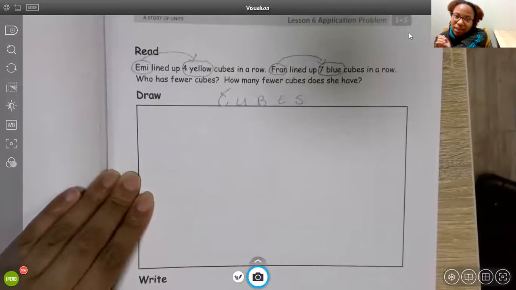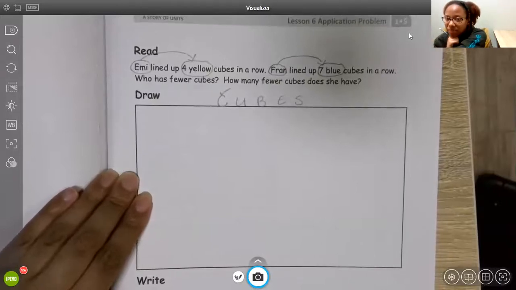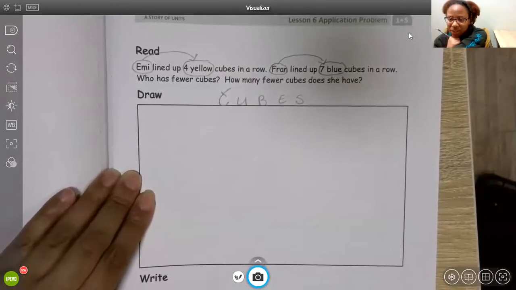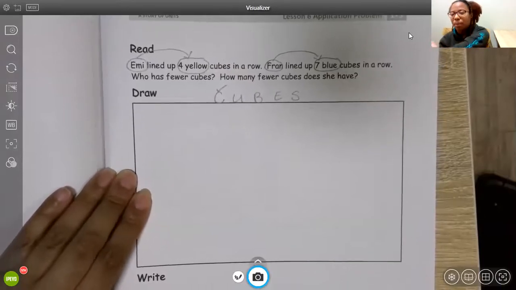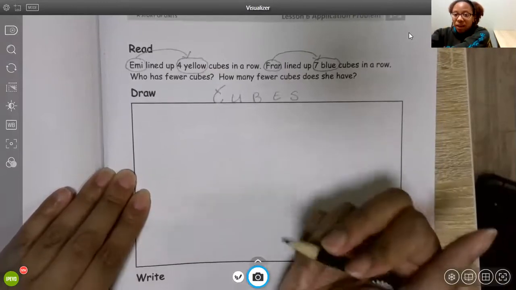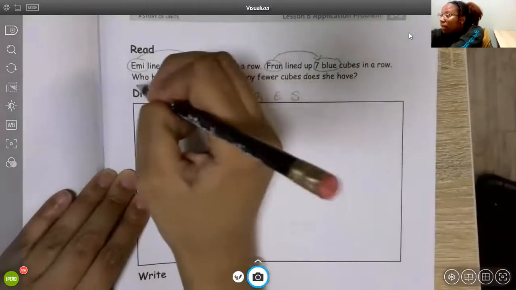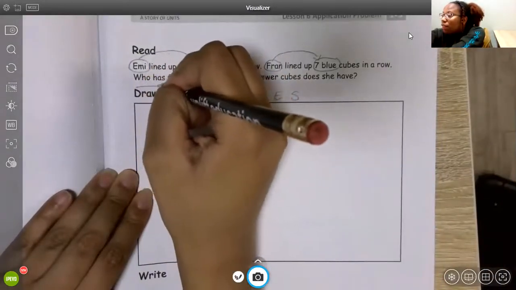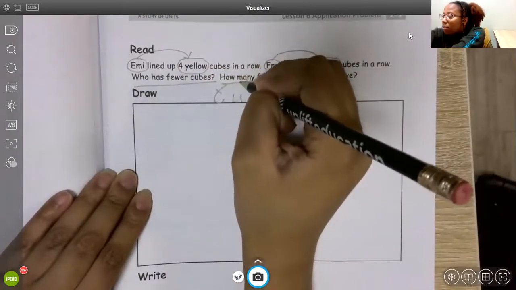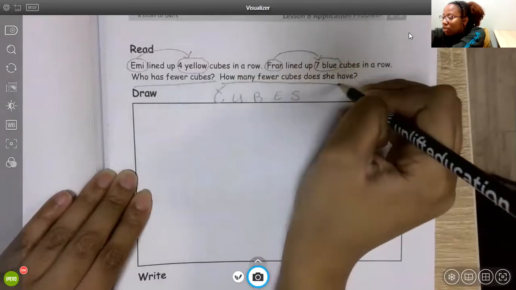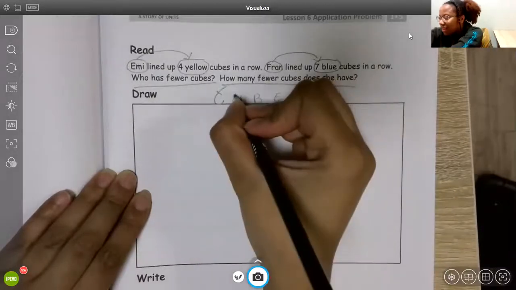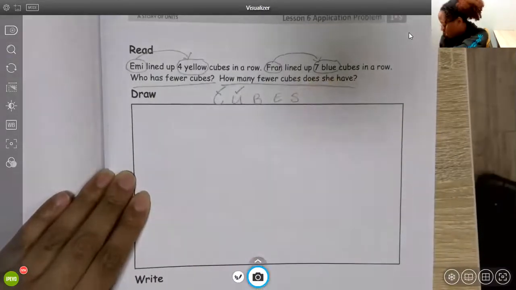Now I need to do my second step. What's my next step? I need to underline my question. And what's my question in my word problem? We actually have 2. So we have the question, who has fewer cubes? And we also have the question, how many fewer cubes does she have? Did you catch that one? All right, so let's go ahead and underline that one.